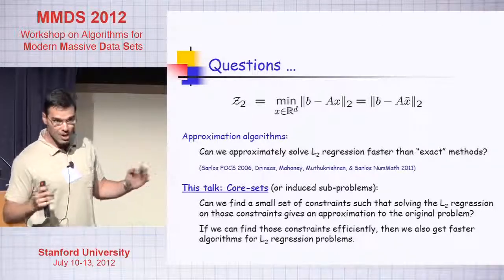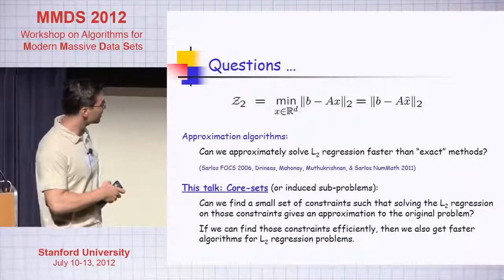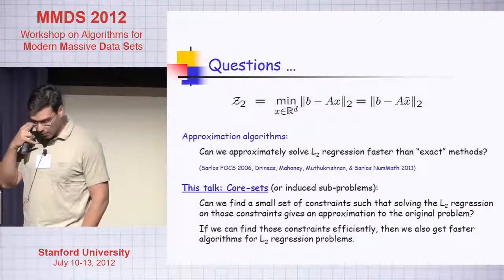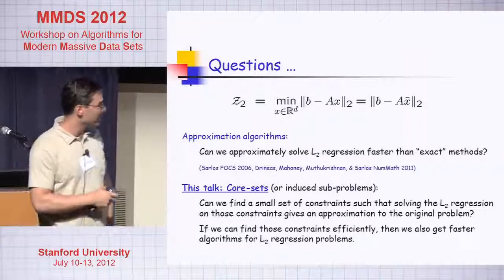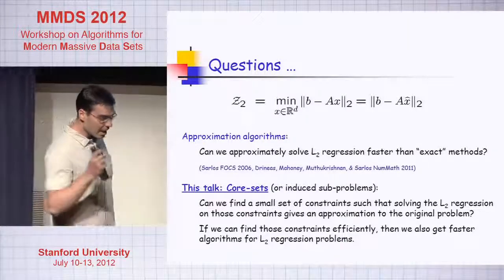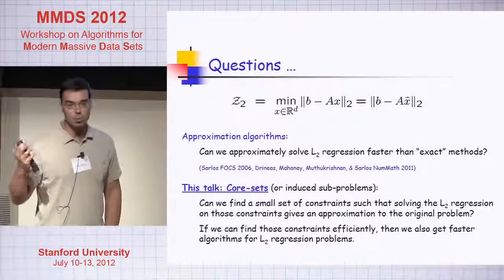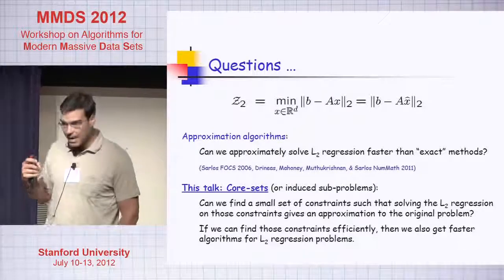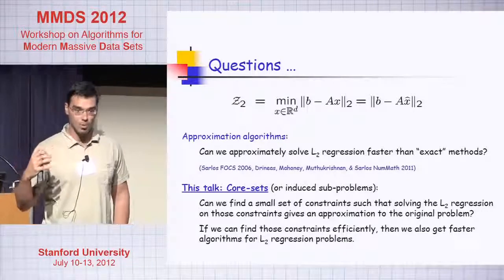And those methods actually have been parallelized. They started with a very nice idea by Thomas Sarlos, who is actually here, in FOCS in 2006, and then we had a follow-up paper in NIPS a few years later, where the idea was to pre-process the input matrix A by using random projections, and then solve an induced smaller problem.